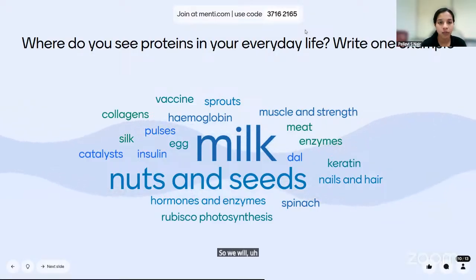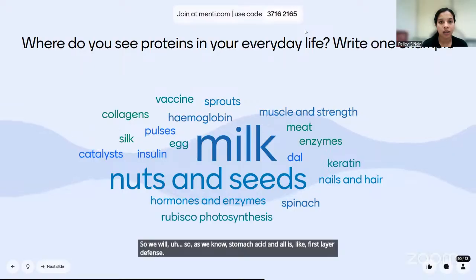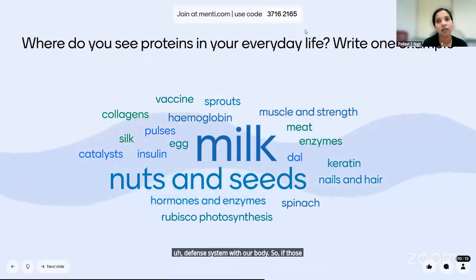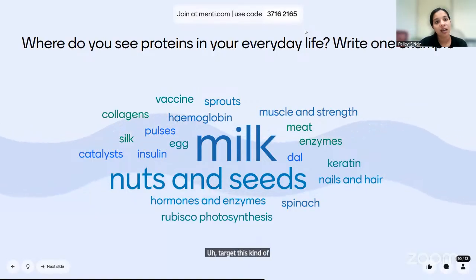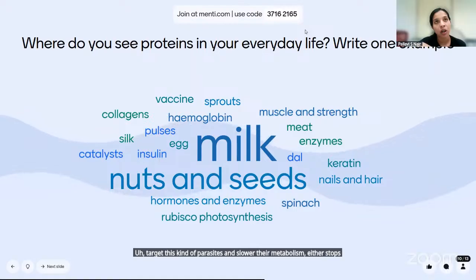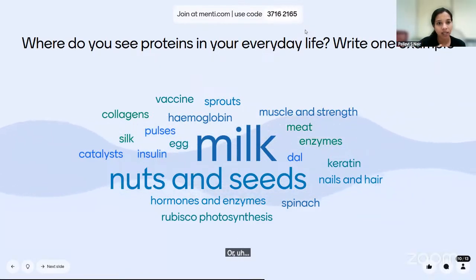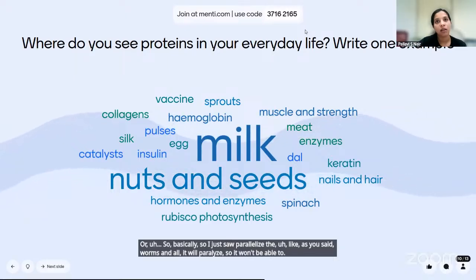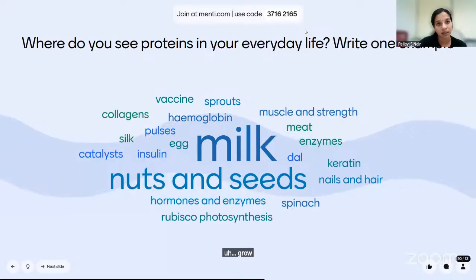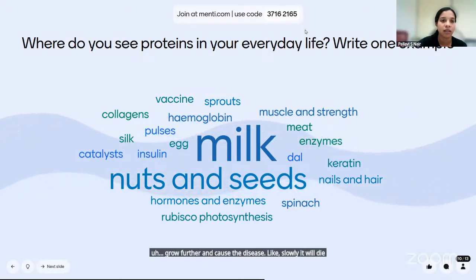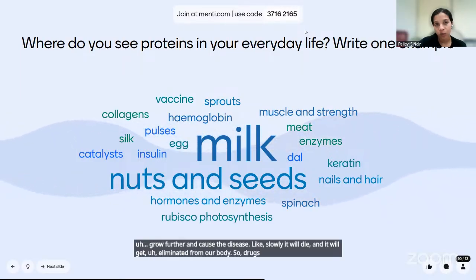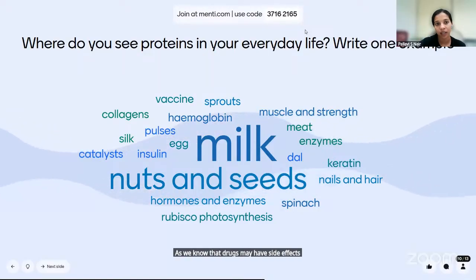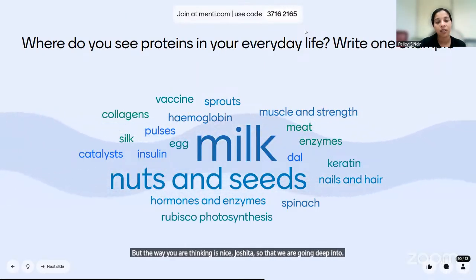As we know, stomach acid and all is the first layer defense system of our body. If those things are not working, then we have some drugs which will particularly target these kinds of parasites and slow their metabolism, or stop their reproduction. I just saw they paralyze the worm, as you said, worms and all. It will paralyze, so it won't be able to grow further and cause the disease. Slowly it will die and get eliminated from our body. So drugs are already available. As we know, the drugs may have side effects and all that, we have to think. But the way you are thinking is nice, Joshita, that we are going deep into whatever mechanism is happening inside and all.